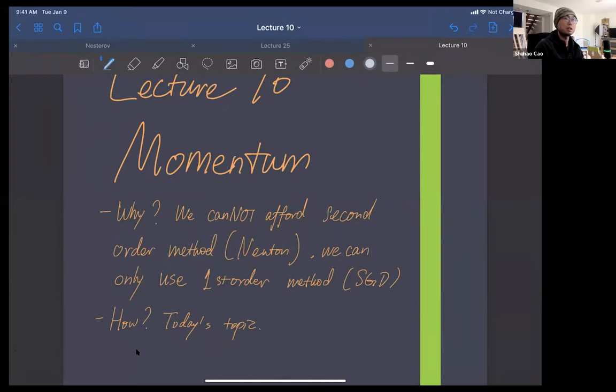So today, we'll continue to learn about momentum, and if we have time, we'll talk a little bit about what actually is happening in practice. That is, when we have this non-convex problem, what happens in practice? All right.